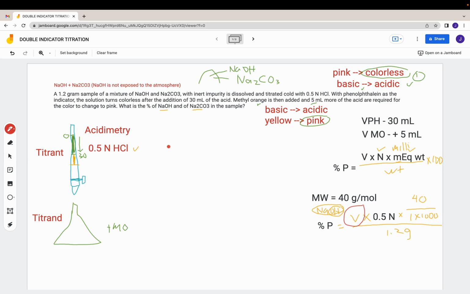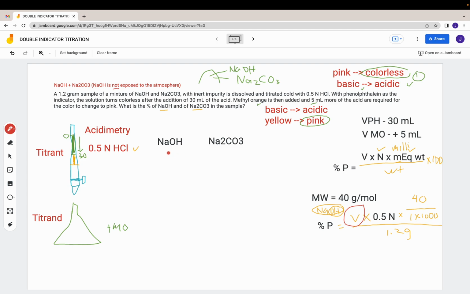You start with, again, NaOH is not exposed to the atmosphere. It retains its chemical identity. So you have here, let's take for example, you have a mixture. And then you have your sodium carbonate here. They're independent, okay? They're here, but they're separate. I hope you get the idea.